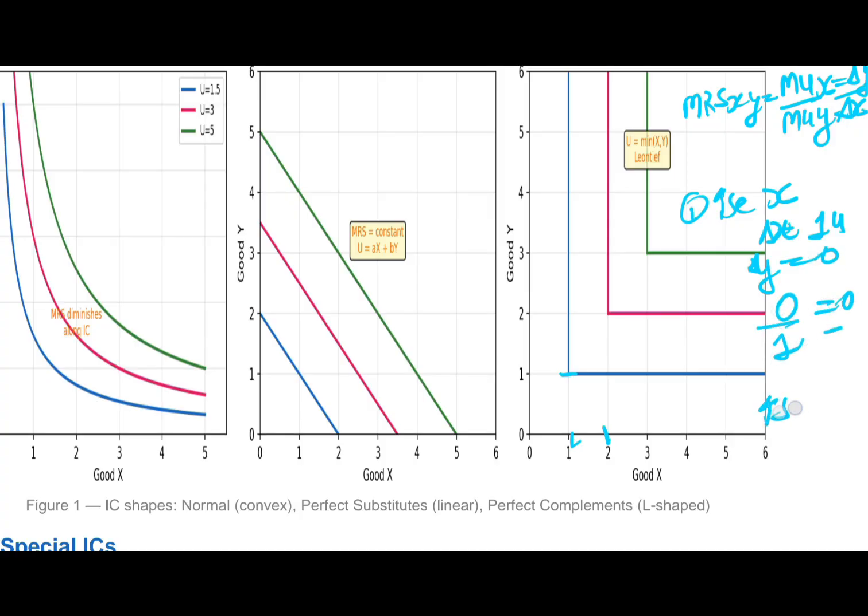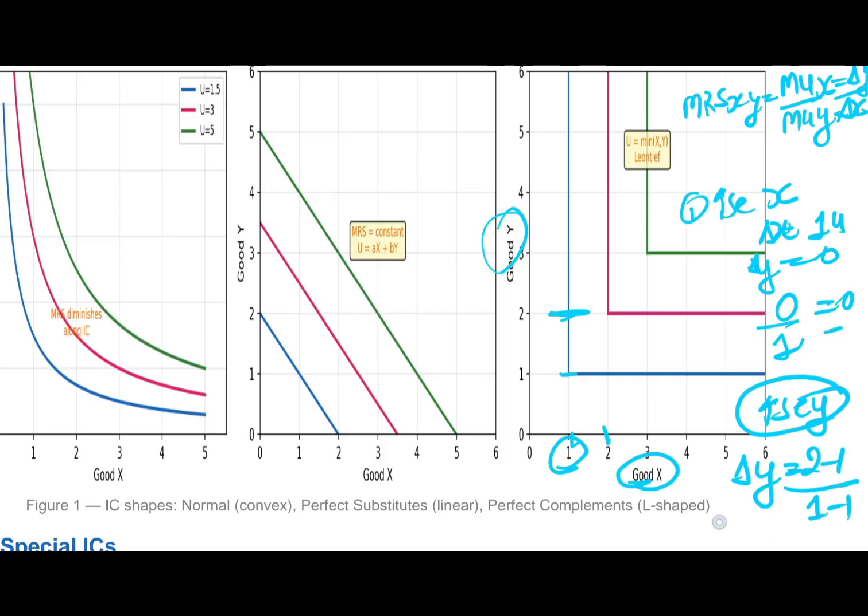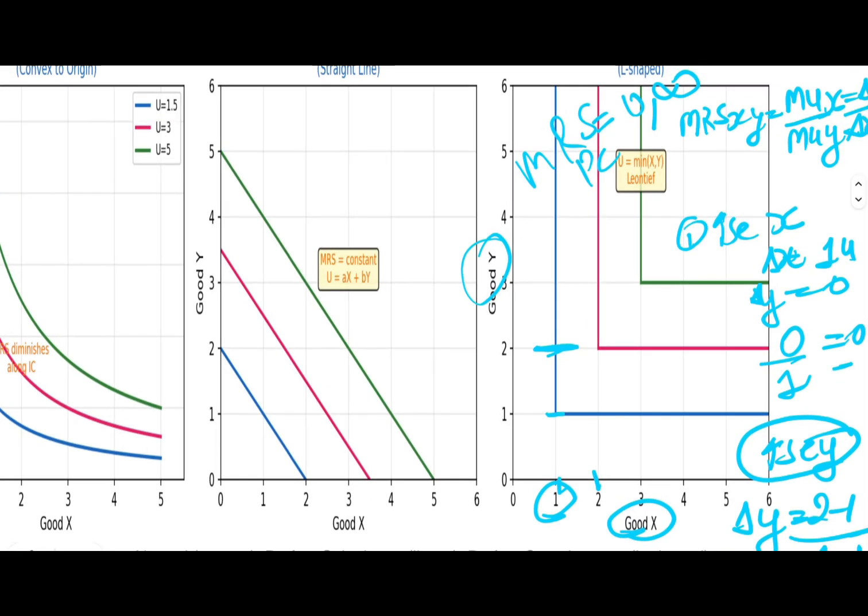So 0 by 1 leads to 0. And if we increase the quantity of X, change in Y will be, if we consume good Y 2 units but good X is 1 unit, so that is change 2 minus 1, and change in X is 1 minus 1. So 1 by 0 is infinity. So we have just proved that MRS of perfect complement goods is either 0 or infinite. It depends on whichever equation is given.